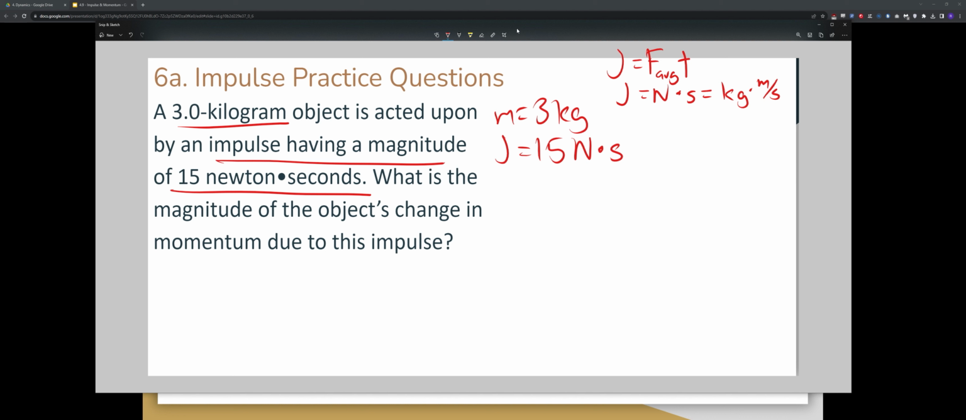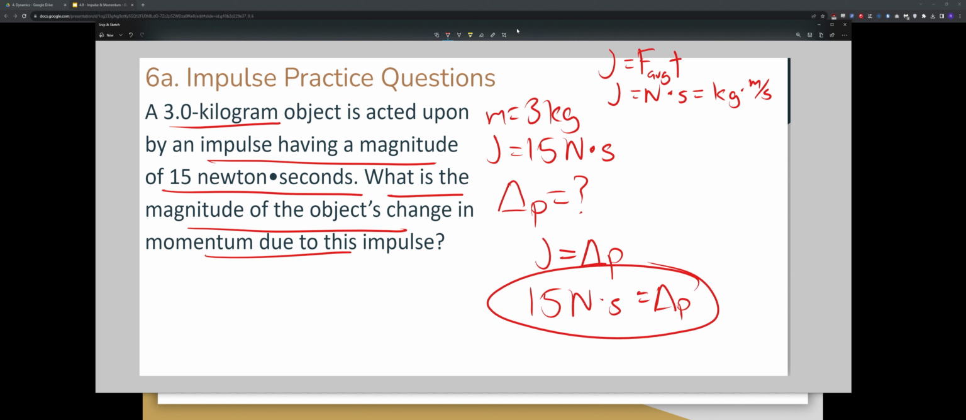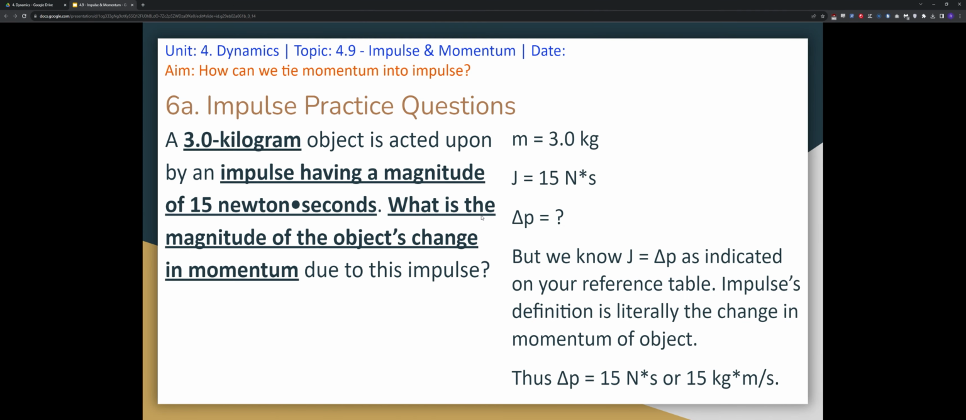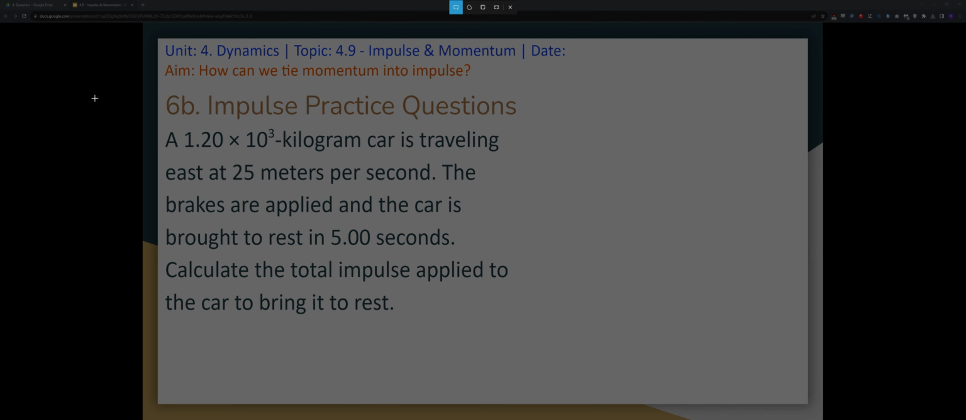Okay. All right. So now the question wants, well, what is the object's change in momentum? Right? What is the object's change in momentum? But as you learned from the previous slide, impulse's literal definition is your change in momentum. Thus, you're already given the answer. It's 15 Newton seconds. And you're done. So this question tests a student's ability to actually read the problem, right? So again, this is the answer. Let's move on.